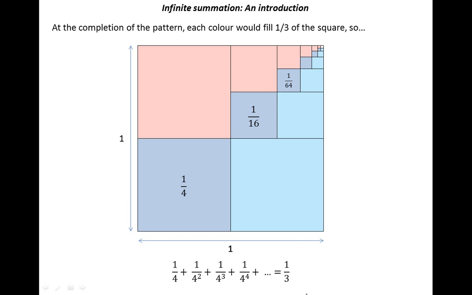So what we kind of see in the picture here is that a quarter plus a quarter squared plus a quarter cubed plus a quarter to the power 4 and so on all would add up to a third if we could carry this sum on forever without stopping.